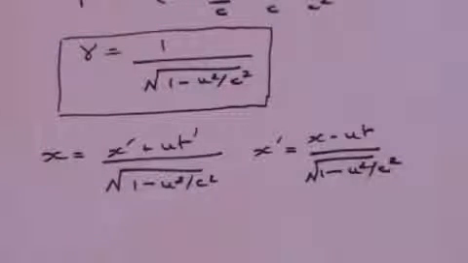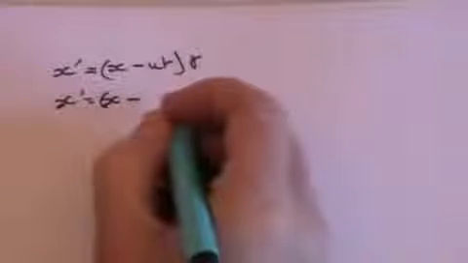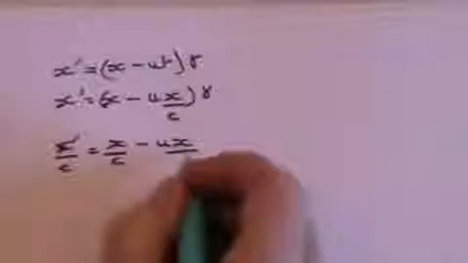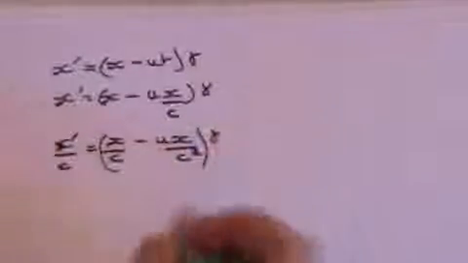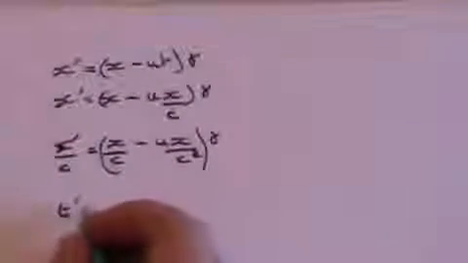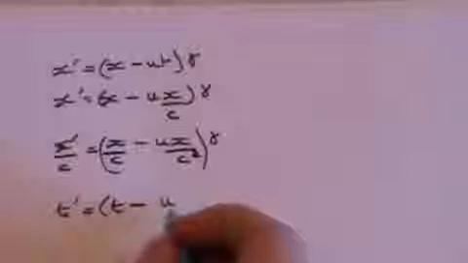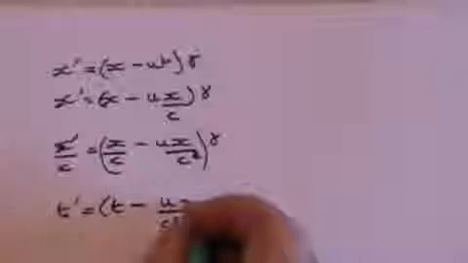We can also work out formulae for time. We know that x prime equals (x minus ut) times gamma. That means x prime equals (x minus u times x over c, because t equals x over c) times gamma. Dividing everything by c, you get x prime divided by c equals (x over c minus ux over c squared) times gamma. But of course x prime over c is t prime and x over c is t. So t prime equals (t minus u over c squared x) all times gamma.